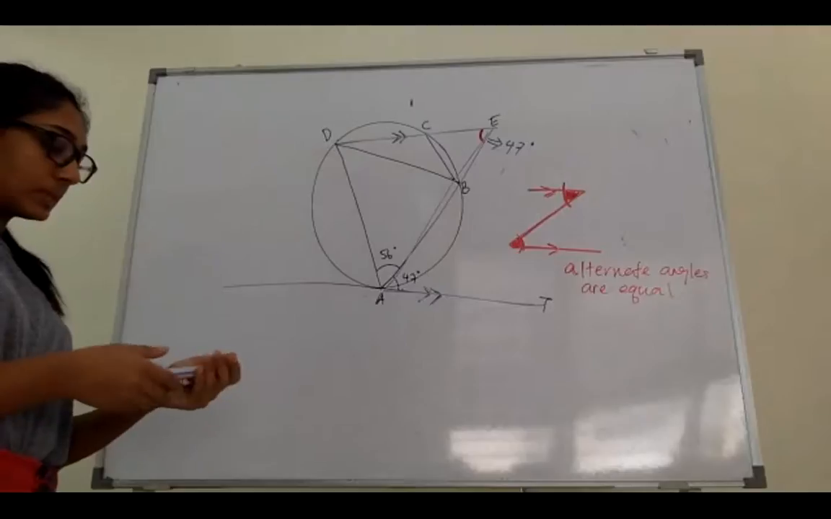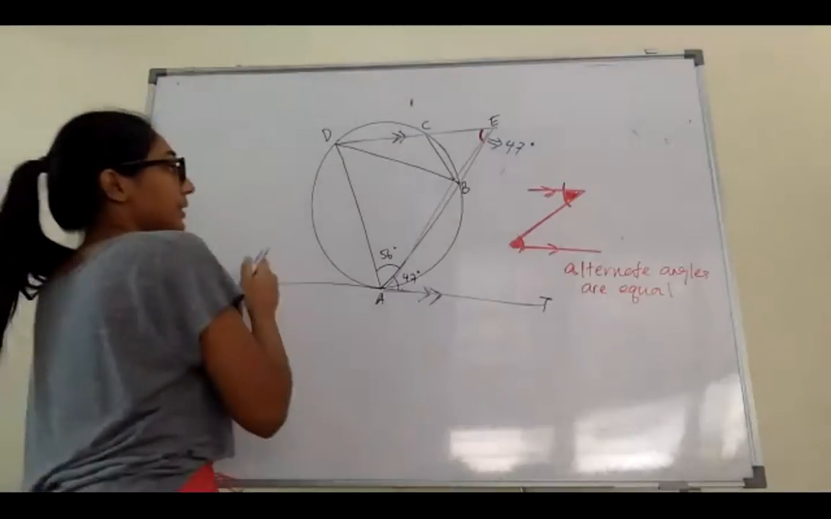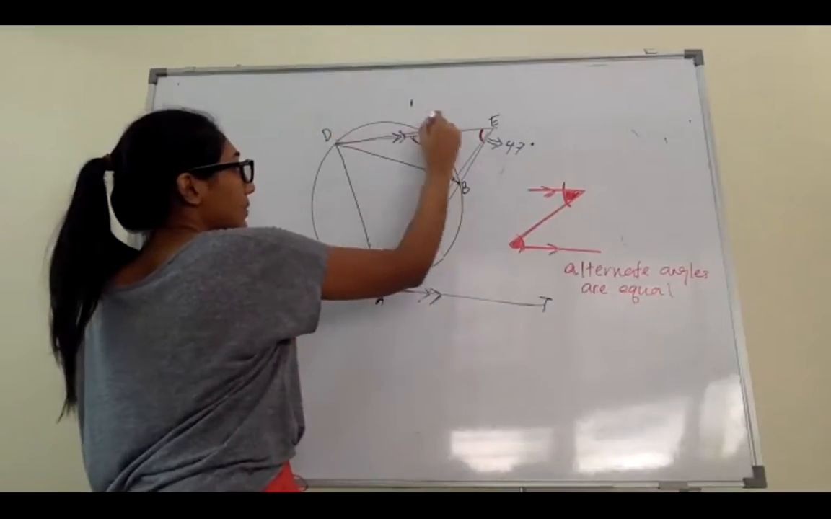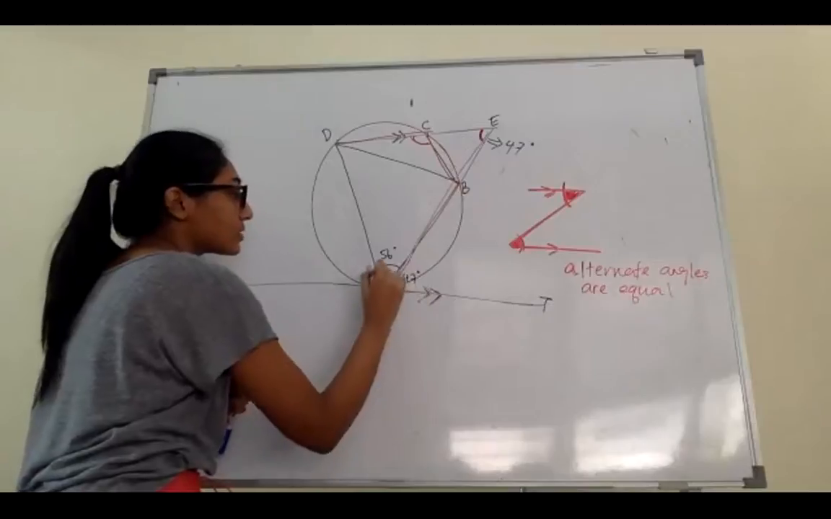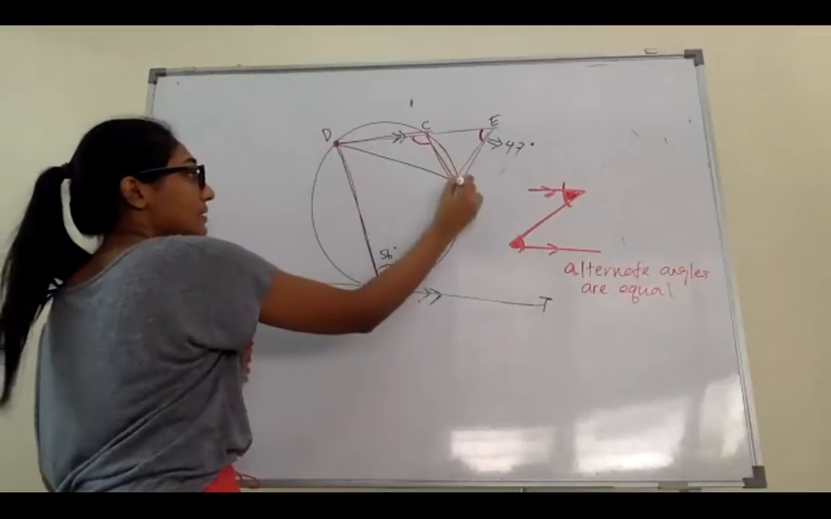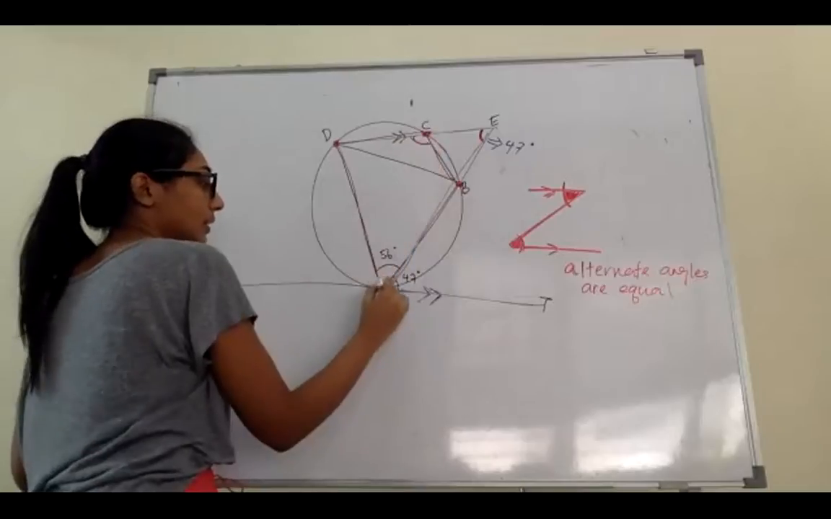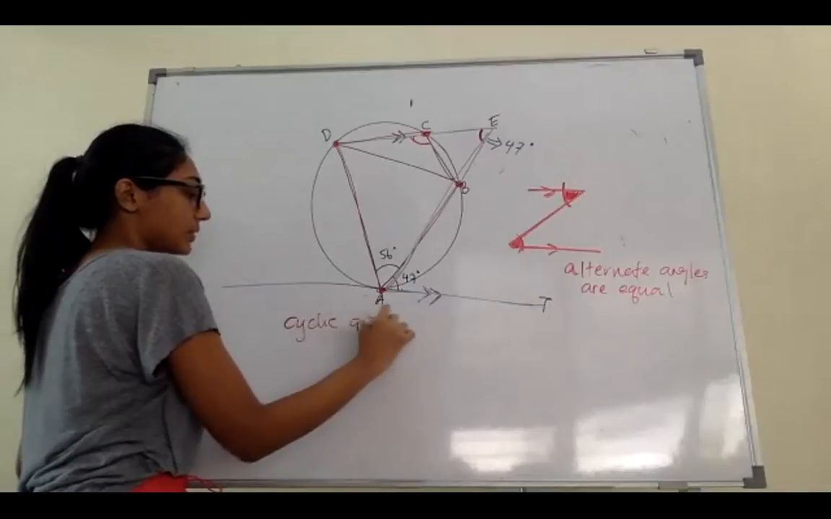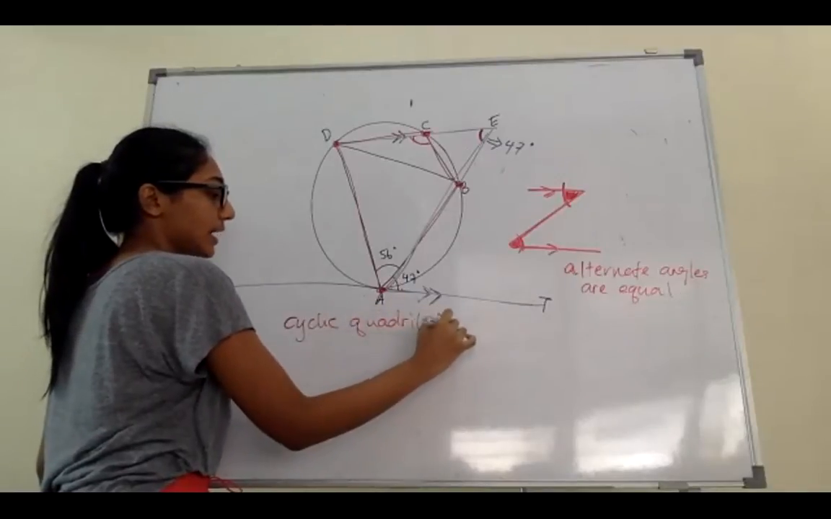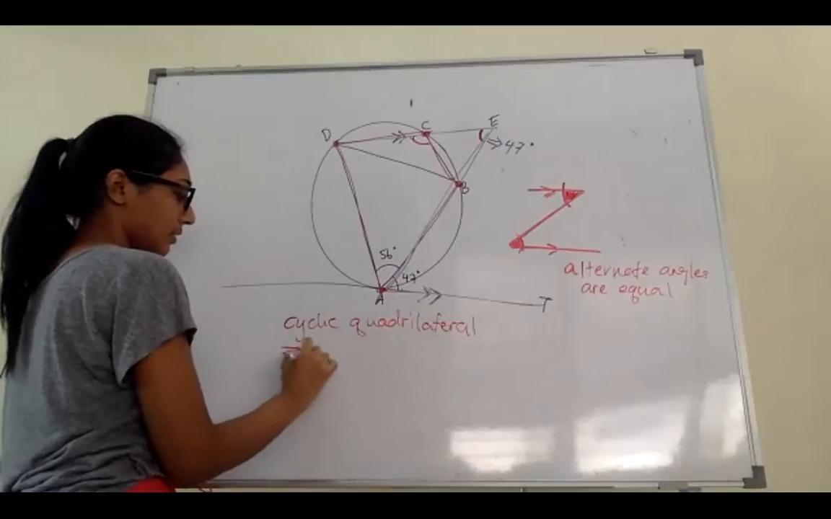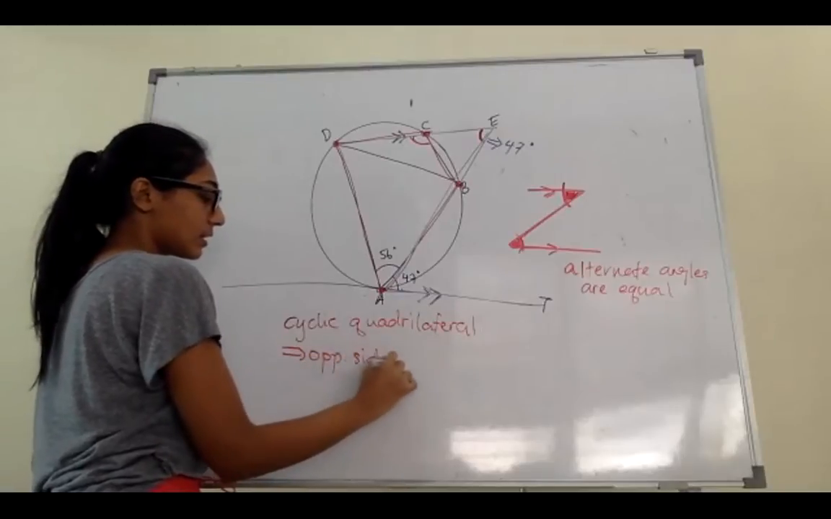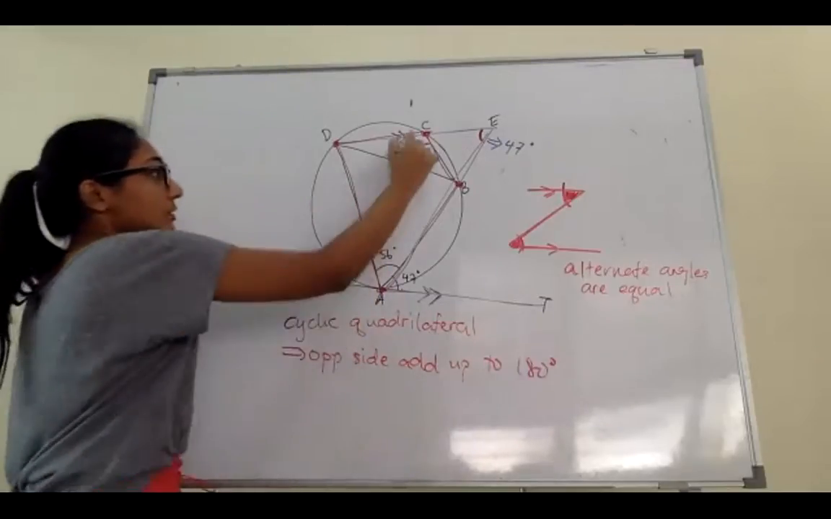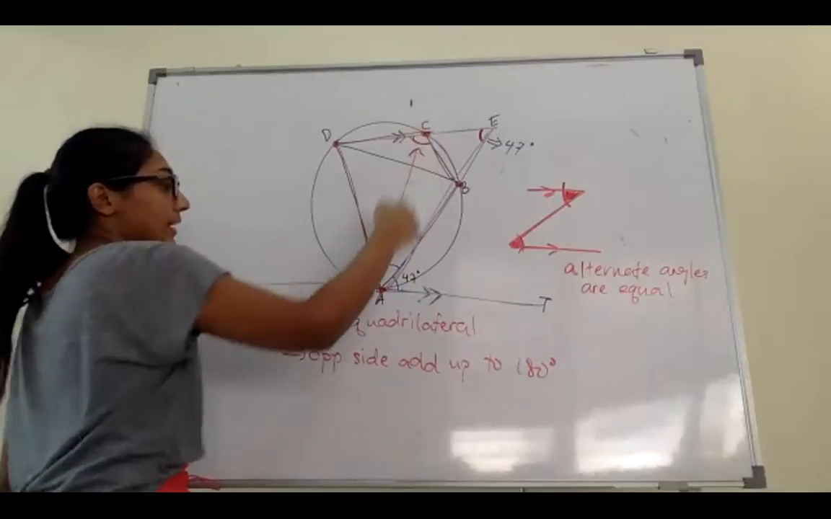Yeah. So BCD is here. So this is a cyclic quadrilateral. Cyclic quadrilateral means 4 sides, and all 4 sides touch the circumference of the circle. And according to cyclic quadrilateral, the opposite angles add up to 180. Okay? Right? They must add up to 180.